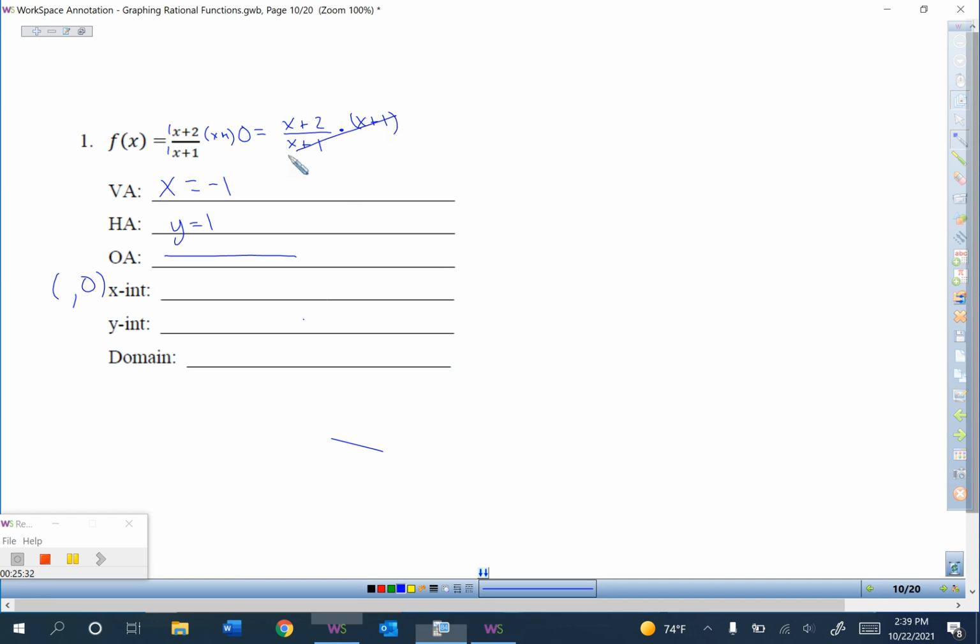Right side cancels out, left side goes to 0. 0 equals x plus 2. So the numerator is all that's left, so that's negative 2, 0.